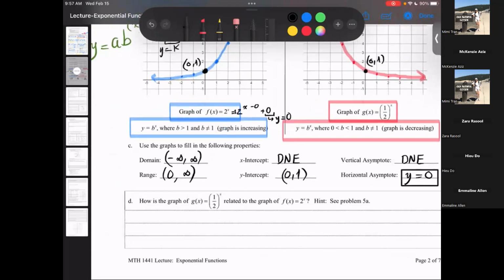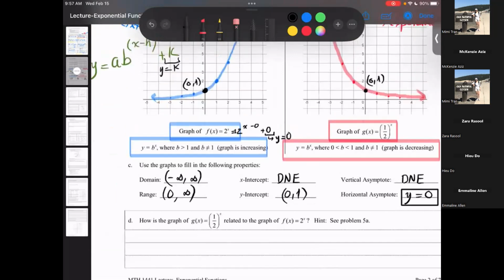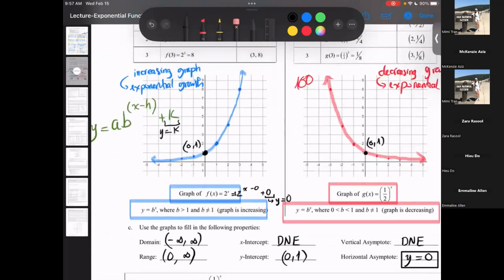How does the graph g of x, which is 1/2 to the x, relate to the graph f of x equal 2 to the x? They both go through 0, 1, right?